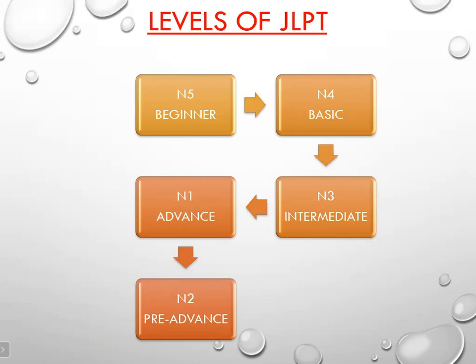Then when we move to N3 level, that is intermediate, from N3 level we can get jobs like translator, interpreter. The more advanced jobs require N3 level, and then N2, then N1. N1 level means you have proficiency equivalent to a native person.